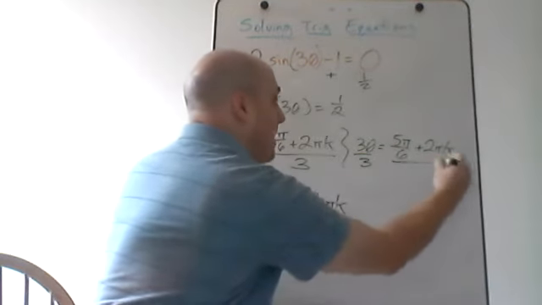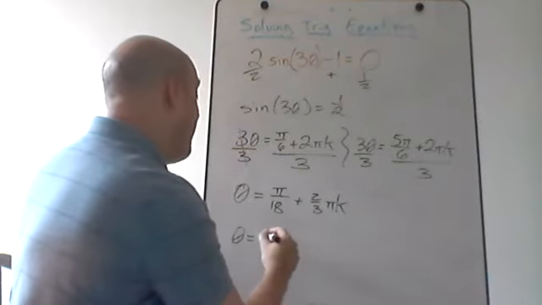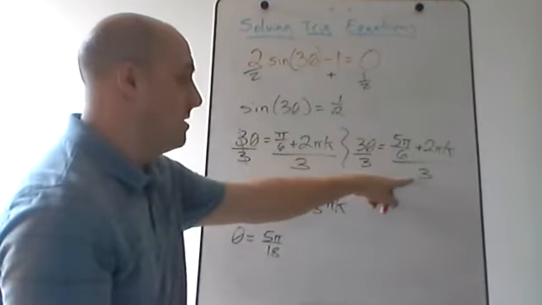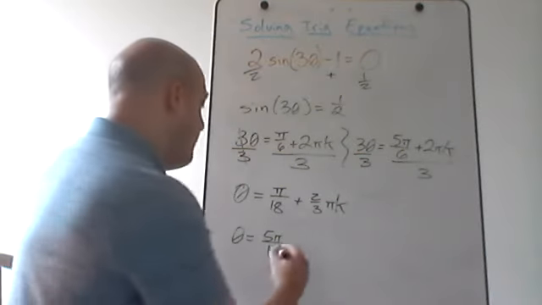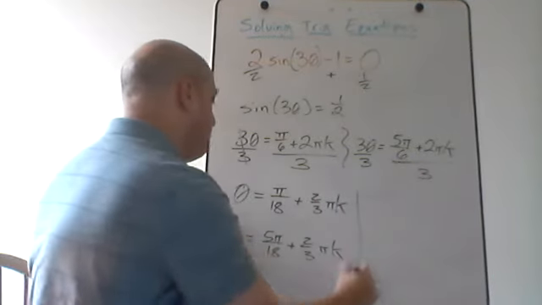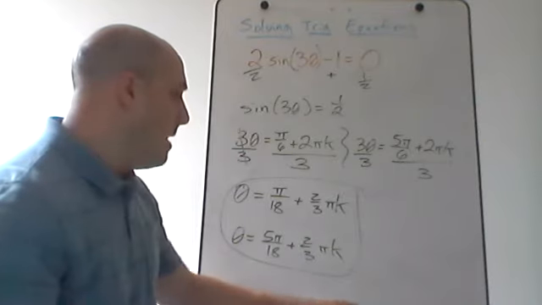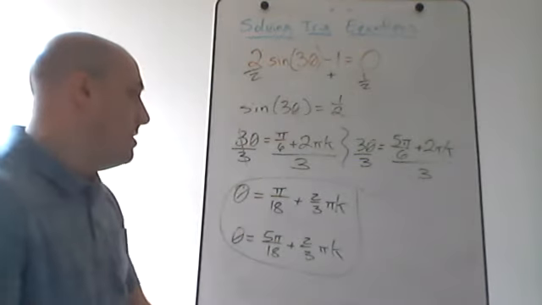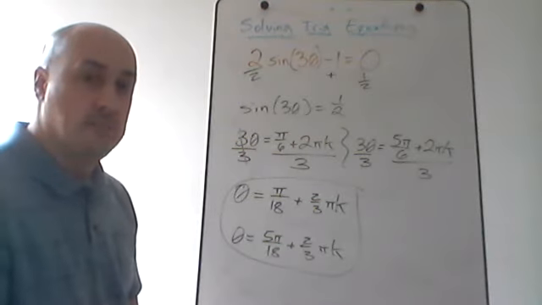I divide everything by 3, so that's going to give me theta equals 5 pi over 18. All right, same thing's going to happen there. When I do the 5 pi over 6 divided by 3, I'm going to multiply that 3 times 6 and get 18. And then, again, plus 2/3 pi k. Right, so there are all of my solutions to this particular equation here. Pi over 18 plus 2/3 pi k, 5 pi over 18 plus 2/3 pi k.